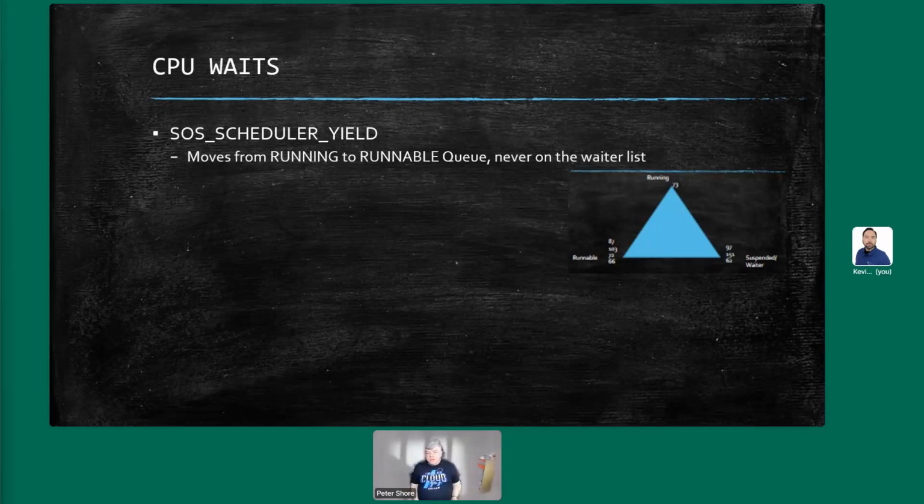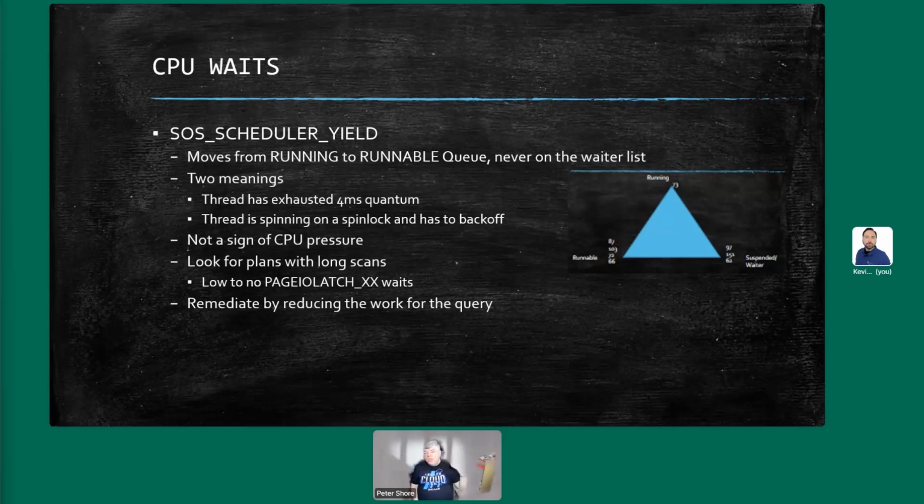So SOS_SCHEDULER_YIELD is never on the waiter list. It's not a true wait. What happens is the SPID moves from running to runnable for one of two reasons generally. It can either be the thread has exhausted that 4 millisecond quantum. This is the overwhelming majority of the times you see SOS_SCHEDULER_YIELD.